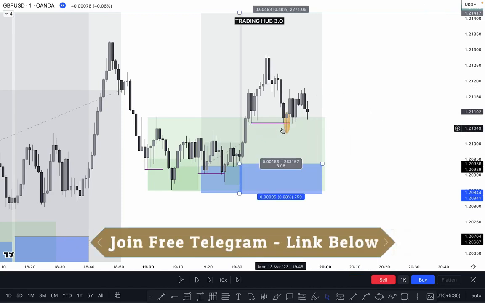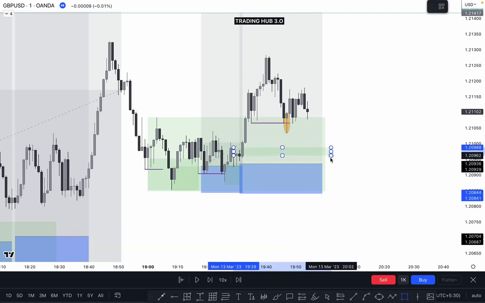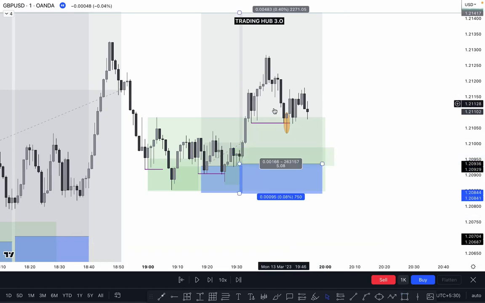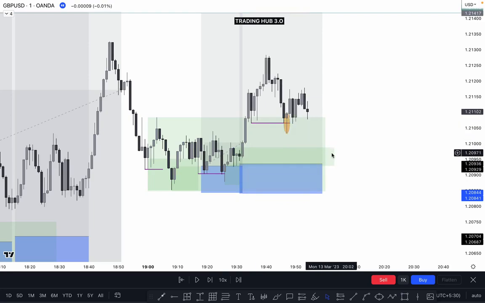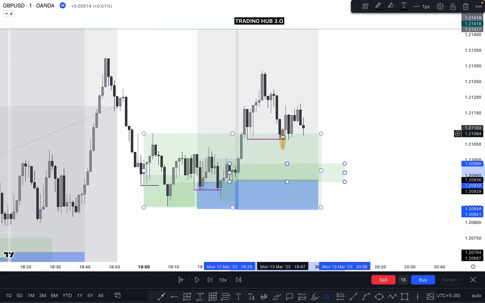Why am I marking this one? Because the inducement swept here. If it had not swept the inducement, then where should you buy here? In this case, this is our actual order block here. Okay, this one is the first entry, and the next entry is here. Okay, here also you can buy, and this can also fail or pass.